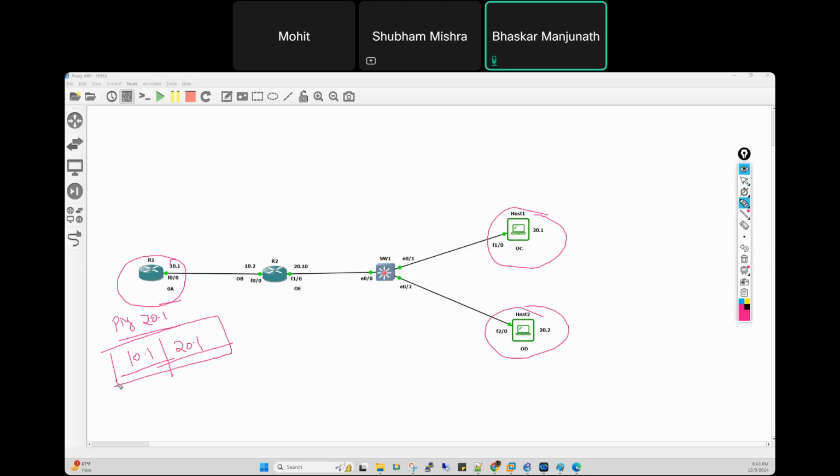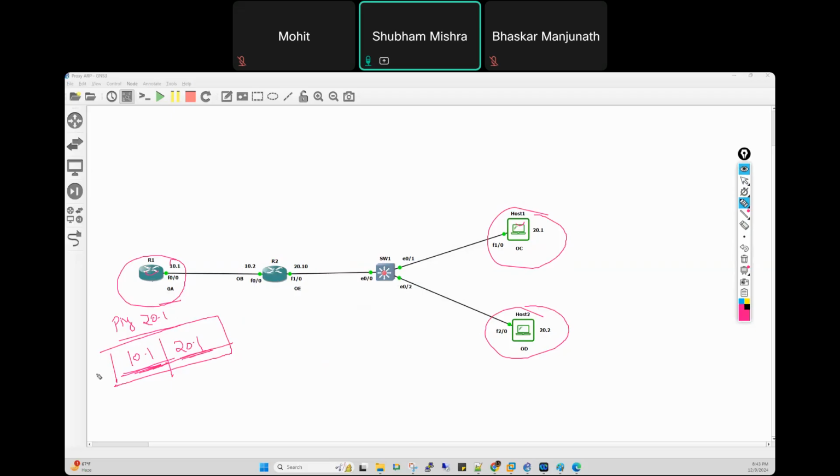Okay, sir. So I will just explain what we discussed. We have this topology, and we are discussing the packet flow when we ping from this router to this host. So what will be the source IP address? Source IP address will be 10.1, destination IP address will be 20.1. Is this fine? Clear?